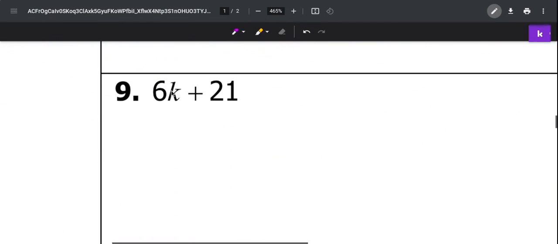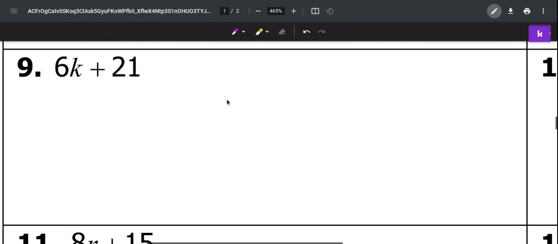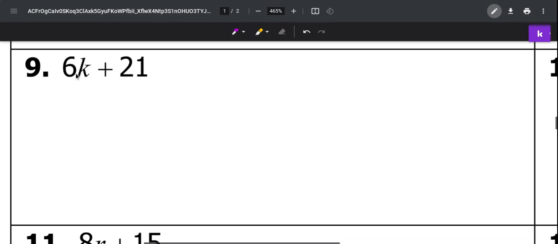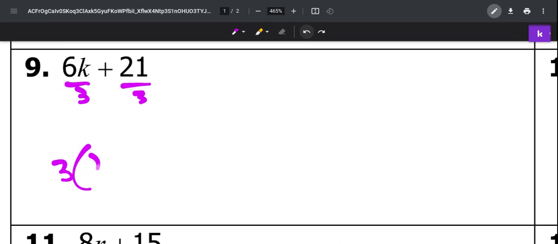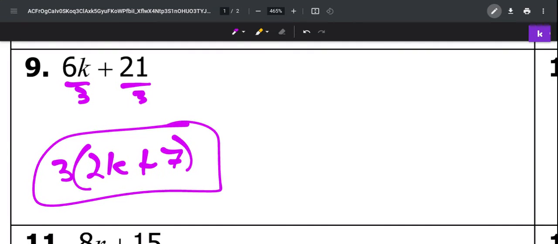So the next, 6 and 21, let's see. The biggest factor would be 3. Yeah. So we could divide both of these by 3, which means 3 goes on the outside. 6 divided by 3 would be 2. So we're left with 2k. Plus 21 divided by 3 is 7. All right, then one more.